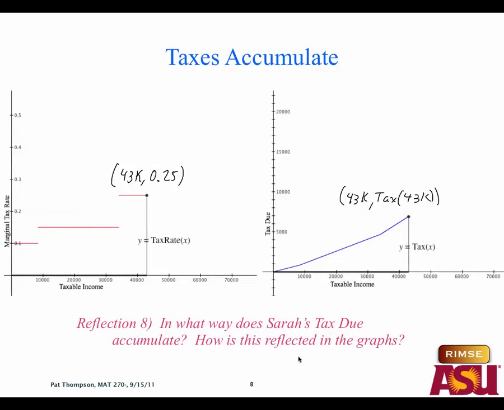Okay? In what way does Sarah's tax due accumulate? How is this reflected in the graphs? So moving on to Module 3, this is the theme of Module 3, what we're going to talk about: accumulation. So in what way does her tax due accumulate? So on January 1st, she gets home from work. She's worked on January 1st.